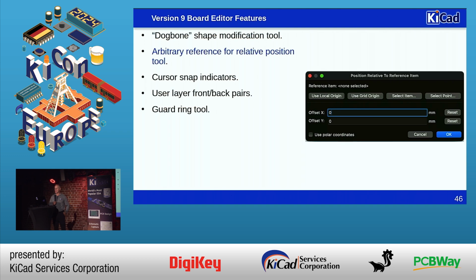You can now use an arbitrary reference for the relative position tool. Before, you always did things relative to some fixed coordinate that was already selected. You can now select an arbitrary reference for that.